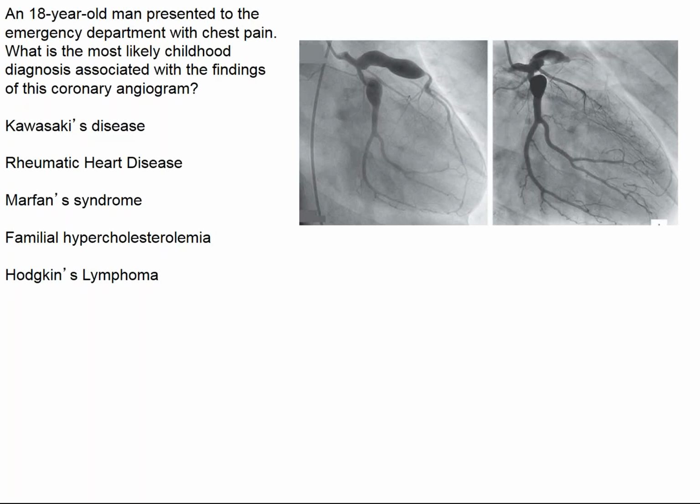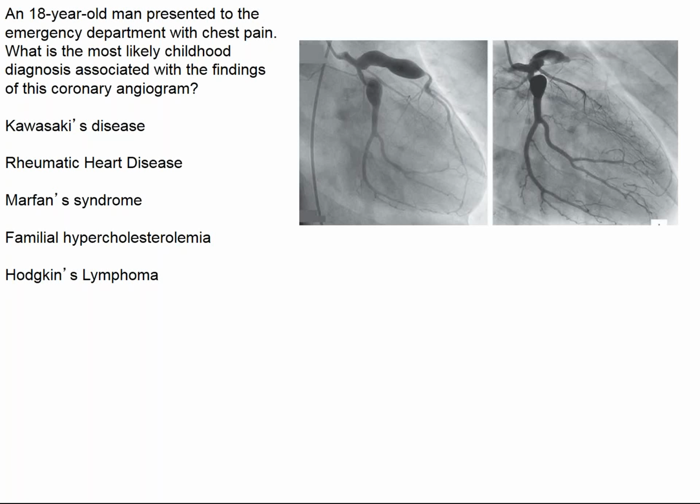I don't think this is Hodgkin's lymphoma. Familial hypercholesterolemia might cause atherosclerosis in an 18-year-old if it's homozygous, if both alleles are affected with LDL receptor malfunctions, but arteriosclerosis doesn't look like this. Marfan syndrome involves the ascending aorta, and we'll talk more about that later. This is not Marfan syndrome, and this is certainly not rheumatic heart disease.